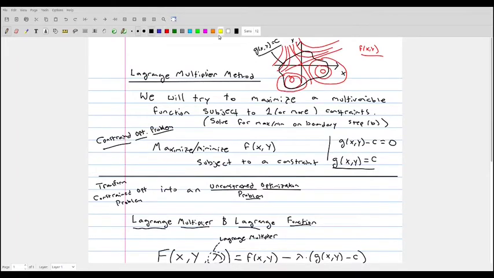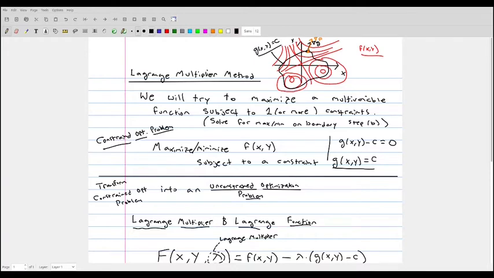So for instance, if we look at this picture right here, you see that there's only a couple spots where the gradient vector of g and the gradient vector of f are pointing in the same direction. Right here, this is an example of a point where the gradient of g is pointing in the same direction as the gradient of f. So this is a potential local max or min of our function right here.